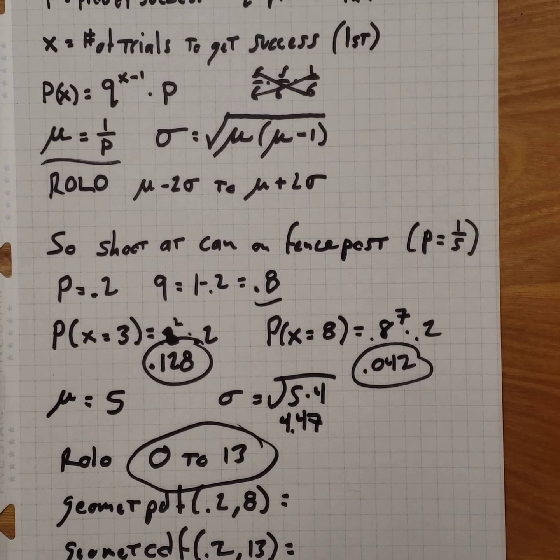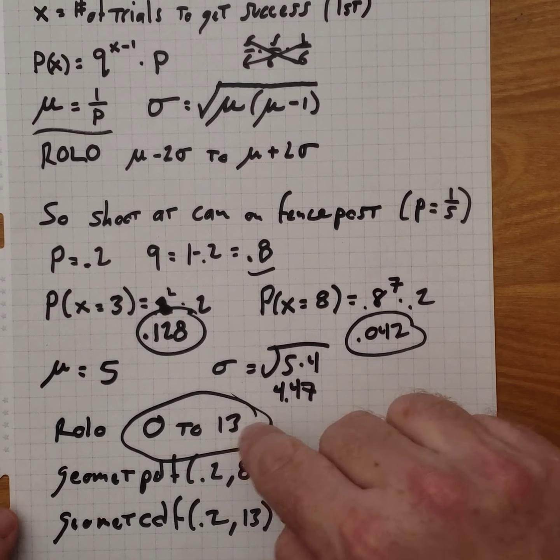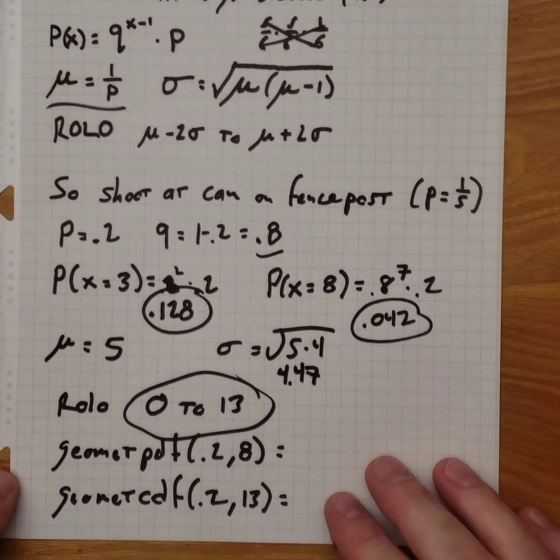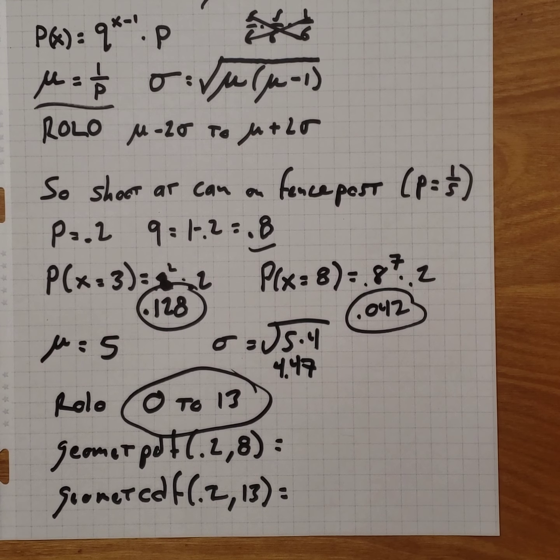Remember what that means? 95% of the time, we should be able to hit that can with no more than 13 shots. Now I'm going to stop this here because we're a little long, and I'm going to include the calculator shortcuts you see here in the next one. See you then.